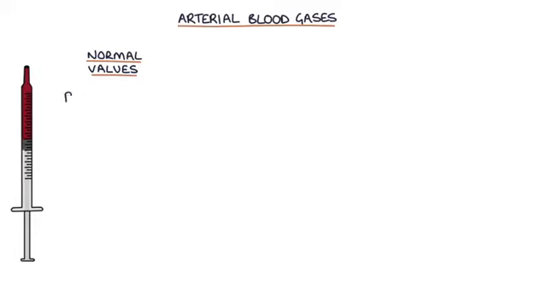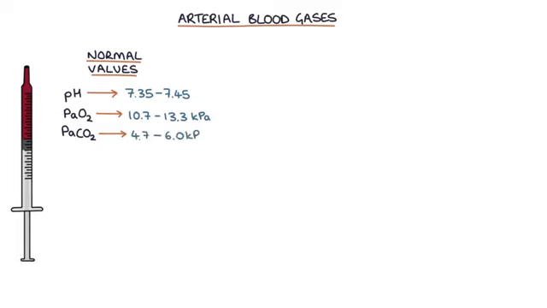The normal values for pH, or the acidity of the blood, are 7.35 to 7.45. The normal values for the PaO2, or the partial pressure of oxygen, which is the oxygen that's dissolved in the blood, are 10.7 to 13.3 kPa. The normal values for PaCO2, or the carbon dioxide in the blood, are 4.7 to 6.0 kPa.